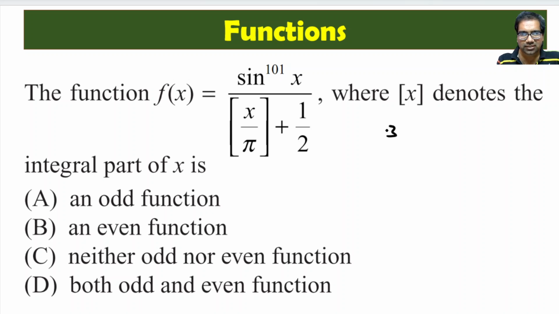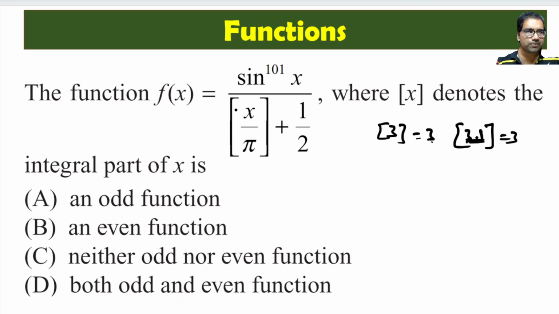So for example, greatest integer function of 3 is 3. This 3.1 is also 3. Whatever is the integer which is less than or equal to this number, and that is the greatest integer. Greatest integer less than or equal to this x. Here it is 3. Here also it is 3, less than or equal to.